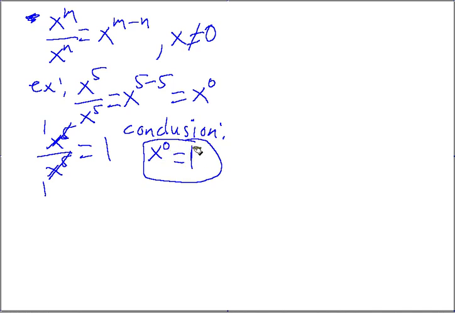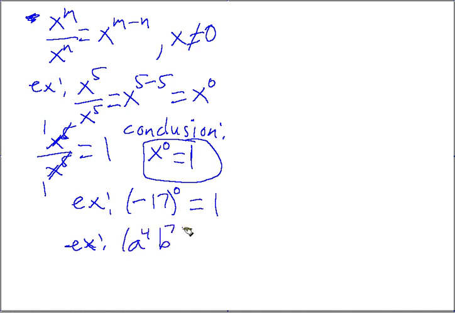So in other words, if you take a non-zero number, raise it to the 0 power, then it's going to be equal to 1. Okay? So what that means is, if I give you a problem such as, what is negative 17 to the 0 power? Well, that's just 1. If I give you a quantity here, for example, what is a to the 4th, b to the 7th raised to the 0 power? Again, any quantity taken to the 0 power is always equal to what? 1. Okay? Again, we're assuming a and b are non-zero numbers.